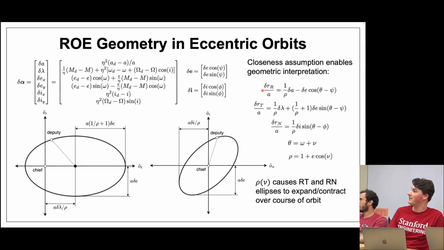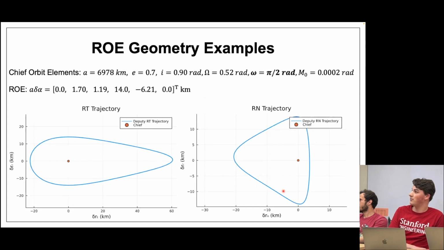I put the correspondence between the relative orbital elements and the RTN position here as well, just for completeness. And I generated a few examples to show you what this motion actually looks like in a few cases for eccentric orbits. For example, you could have something that looks like an ellipse in an RT trajectory, but has a huge bias towards one side. The RN trajectory is clearly not an ellipse.